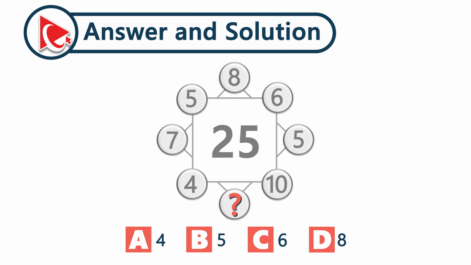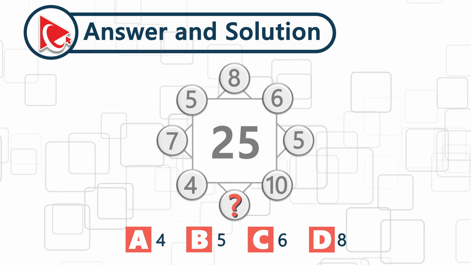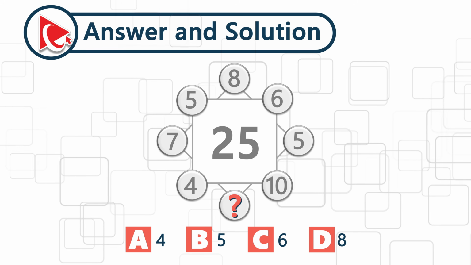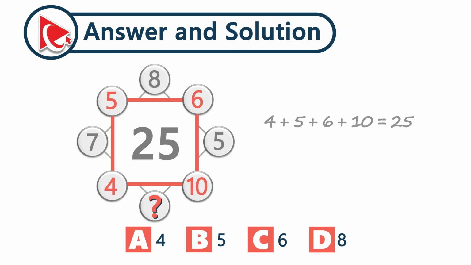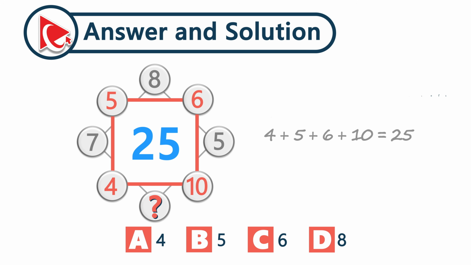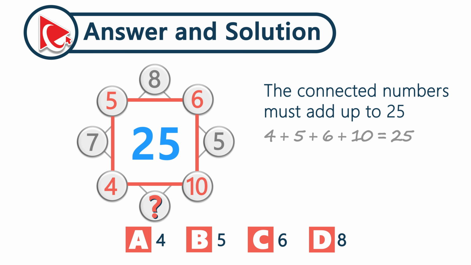Remember I told you the answer is hiding in the pattern. And the pattern is actually those squares that connect the numbers. Look at the first connected group. 4, 5, 6, and 10. Now let's add them. 4 plus 5 plus 6 plus 10 equals 25, which is the number in the middle. So this group gives us the clue to the pattern. The connected numbers must add up to 25.